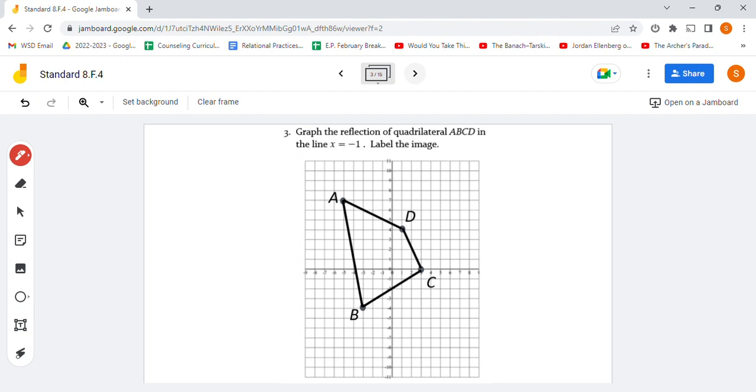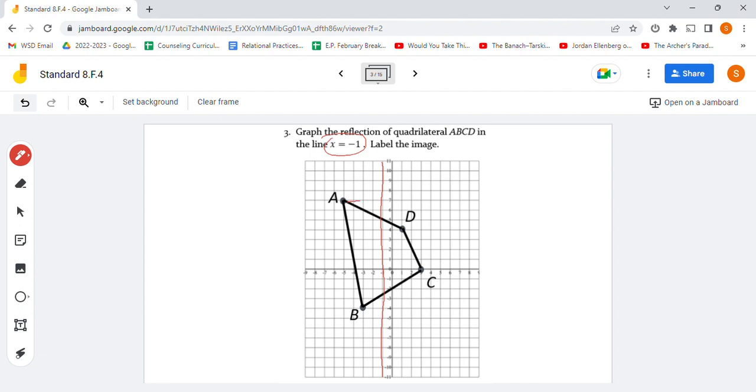On this next one, we have to do a reflection. Here is our line of reflection, x equals -1. I like to draw that, so we're going to draw x equals -1 right there. That is going to give us our basis for our reflection. From here, I just need to count how far we are away from our line of reflection and do that same distance over to the other side. We're going to go perpendicular to our line of reflection.